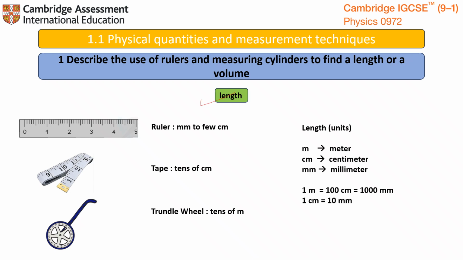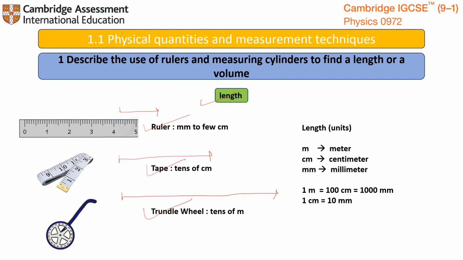The length measurement is done using 3 basic instruments, which is a standard ruler, a tape, and a trundle wheel. The ruler is used for very small distances, which are of the order of millimeters to centimeters. And a tape is used for a little bit larger distances of the order of centimeters, tens of centimeters. And a trundle wheel is used for even longer distances of the order of hundreds of centimeters.